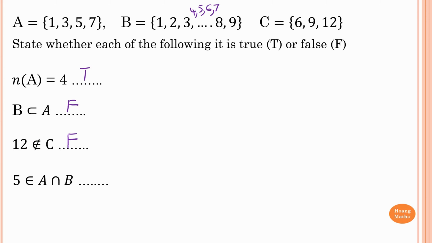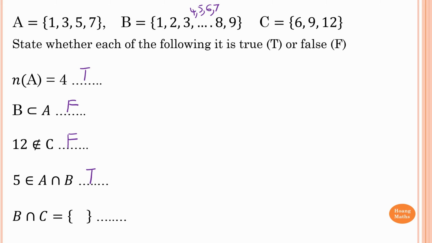5 is an element of A and B. Let's see. A and B. So 5, we have it in A there. Yes, we have 5 in B as well. So therefore, it is true. So we just write true down.